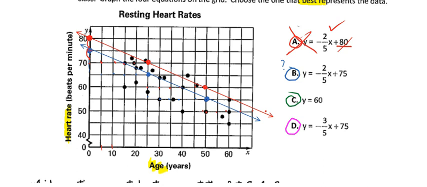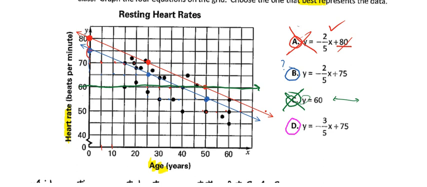Let's keep going. For C, that just says y equals 60. Remember, if it's just y equals, it's only going to go through the y-axis. This is going to be a horizontal line. It's one of those special cases. So we just have a line that goes this way. That doesn't seem right, does it? That doesn't match most of the data. It can't be C.